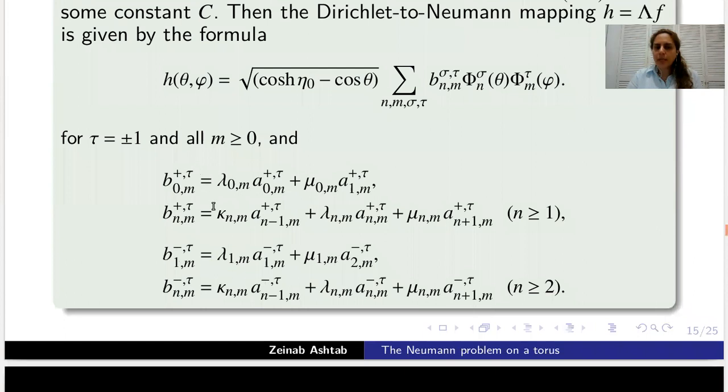And we can have these equalities that we denoted by coefficient b. B naught m plus tau is equal to this expression, b n m, for all m greater than or equal to 0, and n greater than or equal to 1, plus tau is equal to this expression, which is the summation of the toroidal Neumann coefficients that we defined already by kappa, lambda, and mu, and so on.